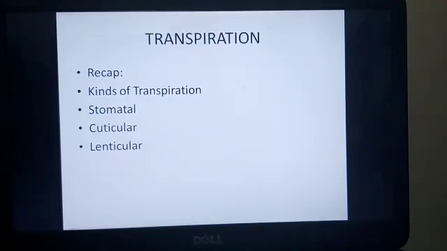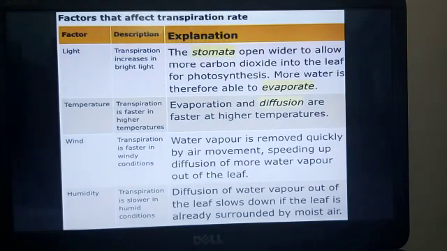This is Veena teacher. Let us recapitulate what we saw in the previous module. In the previous module, we saw kinds of transpiration, that is stomatal, cuticular and lenticular transpiration, and also we saw an experiment which proved that in the dicot leaf there is unequal distribution of stomata between the dorsal side and ventral side. Now in today's class we are going to start with the factors that affect the transpiration.